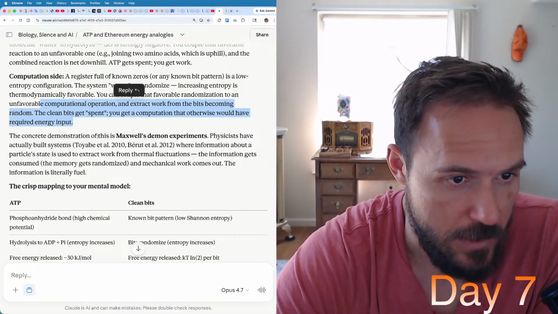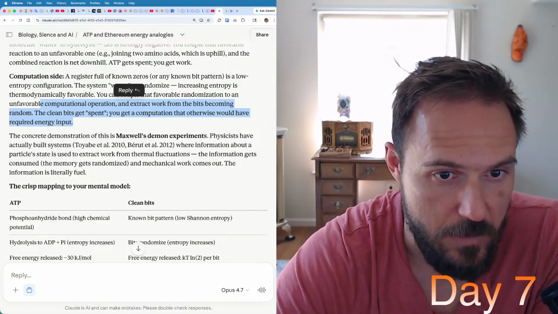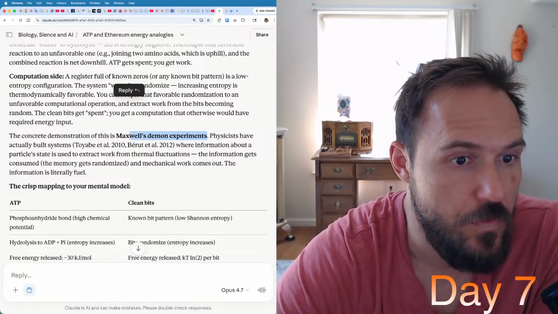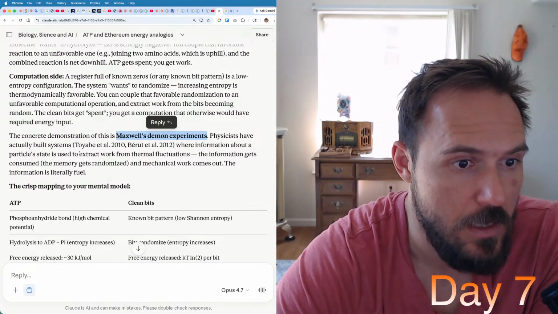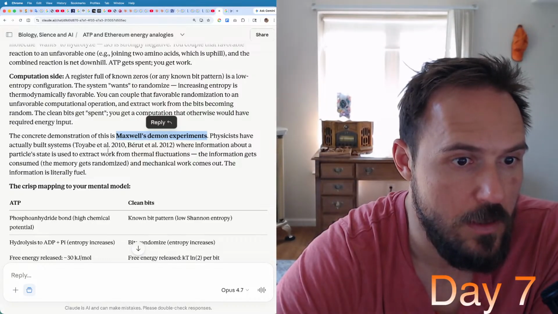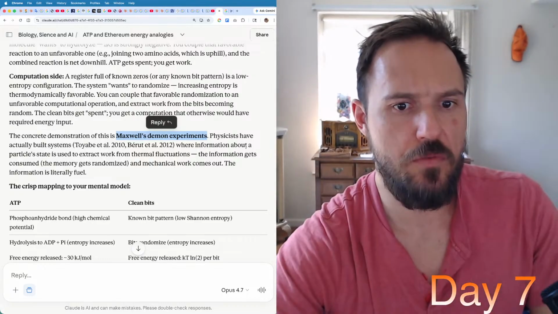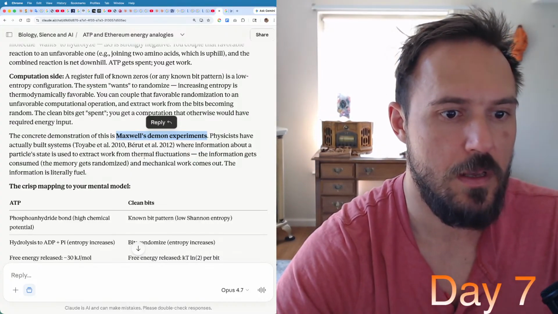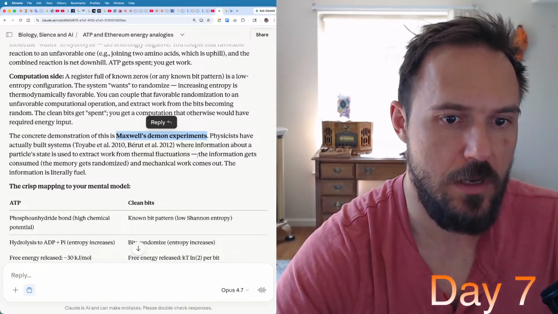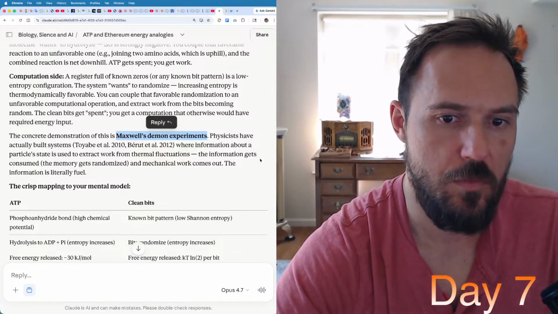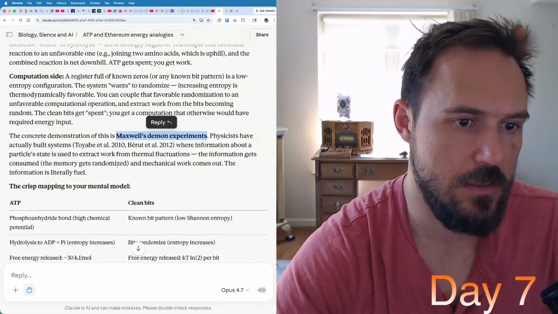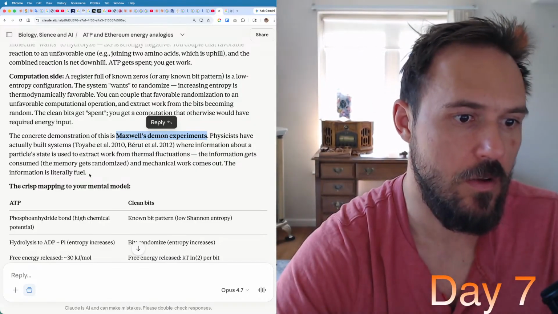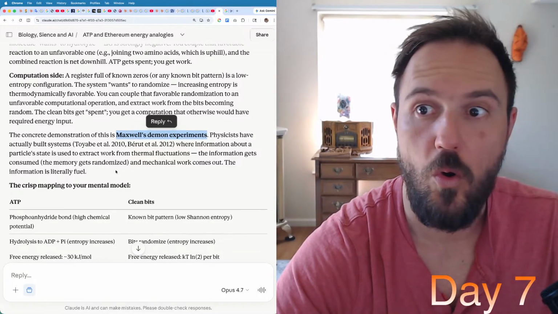The concrete demonstration of this is the Maxwell's demon experiments. Physicists have actually built systems, a Szilard engine-type setup, where information about the particle state is used to extract work from thermal fluctuation. The information gets consumed, the memory gets randomized, and mechanical work comes out. The information is literally fuel. Whoa.